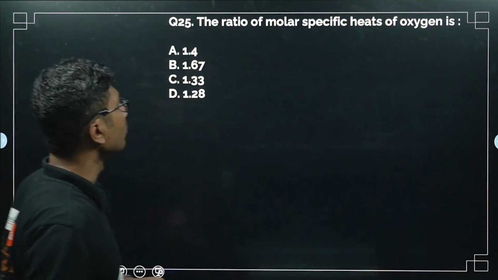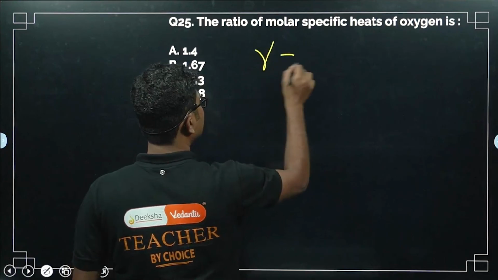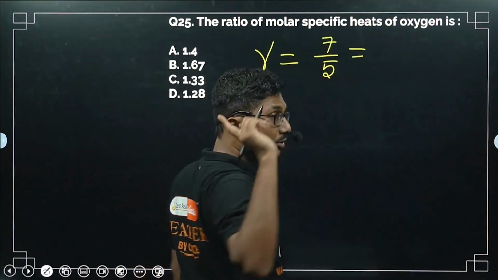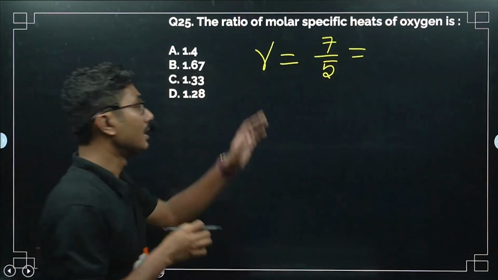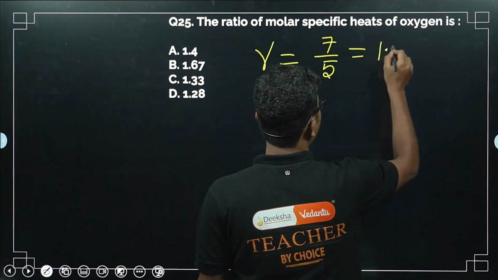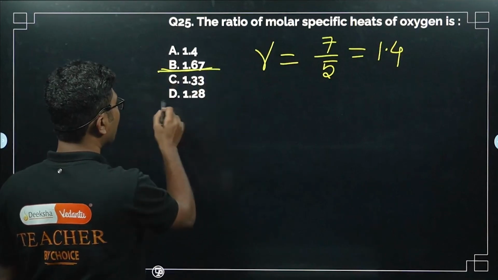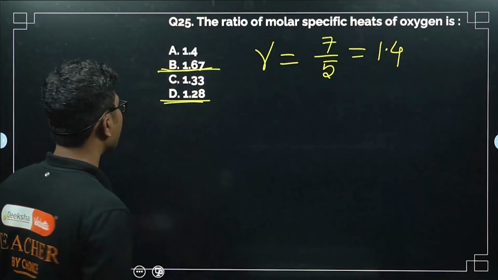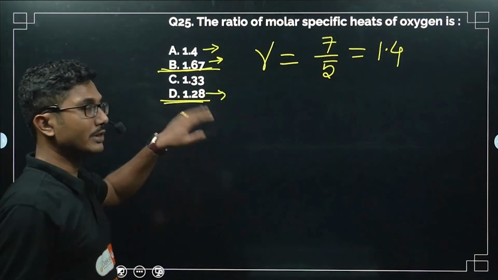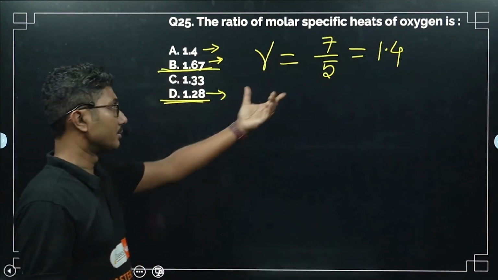Now let's go to question number 25. The ratio of molar specific heat of oxygen is given by 7/5. You should remember this. Oxygen is a diatomic gas. For any diatomic gas, the ratio of molar specific heat is given by 7/5, and it is 1.4. 1.67 is for monoatomic gas and 1.28 for triatomic gas. You should remember these three values. This is for diatomic, this is for monoatomic, this is for triatomic. As you increase the number of atoms present in the molecule, the specific heat ratio decreases.